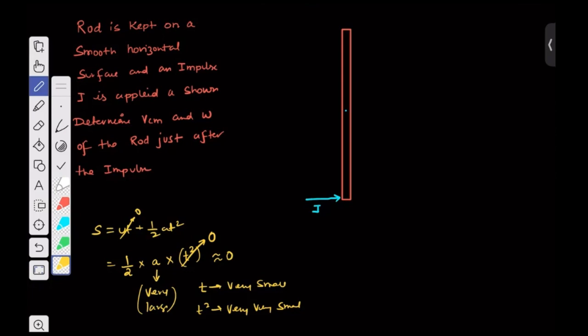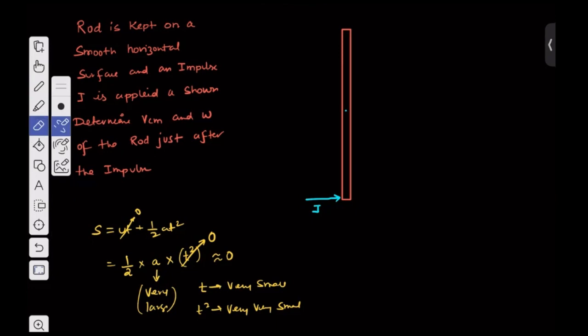Tell me, must the rod rotate or not? Because we are applying some force which is not acting at the center of the mass, this rod may rotate. If this rod is going to rotate, about which point should it rotate? Can you tell me? You will tell me the center of the mass, obviously. So why should the rod rotate about the center of the mass just after the impulse?